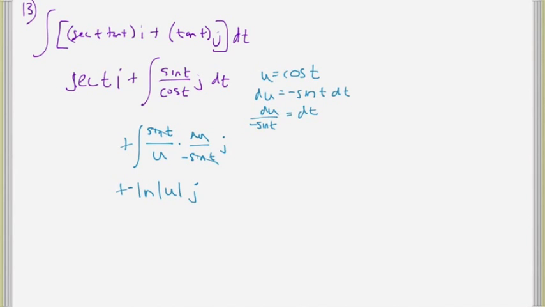The j just tags along. And then we're going to finish our answer. So the secant of t i minus the ln of the absolute value of u, which was cosine t, j. And then since we don't have any numbers to plug in, we do a plus c.